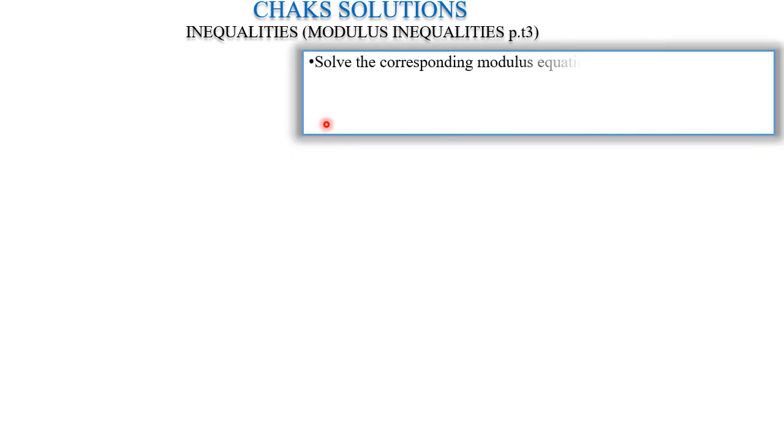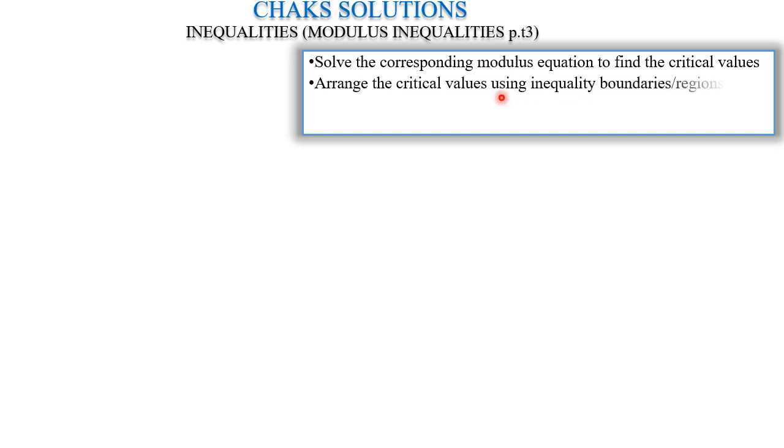We are continuing with our inequalities. So this is Modulus Inequalities part 3. You have to watch the previous lesson so that you see the progression that we have in the lessons here. Now, we said in the previous lesson, when you're solving a modulus inequality, number 1, you solve the corresponding modulus equation to find the critical values. Number 2, arrange the critical values using the inequality boundaries or regions. Number 3, you test the boundaries to see the true and false regions. Alright, so let's go to this one.